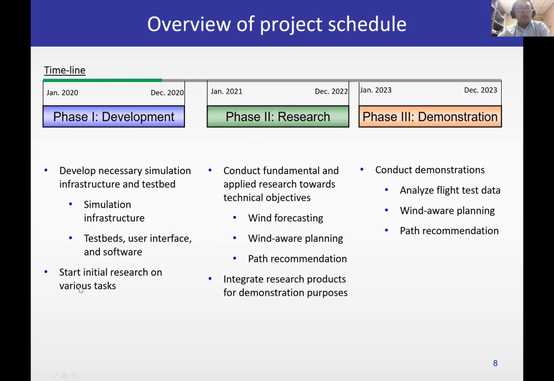So far the project has just progressed through the first year. This is the progress. We're getting towards the end of the first year. We're decomposing the project into 3 phases. The first one is focused on infrastructure development, basically simulation infrastructure and some testbeds we need, so that we can decompose the task to individual research teams so that they can focus on their research in the next couple of years to develop wind forecasting techniques, wind-aware path planning techniques, and also path recommendation techniques. And towards the end of the project, the last year, we'll be focusing on integration and demonstration, to look at real flight test data, to conduct flight tests to demonstrate, for example, path planning and path recommendation.